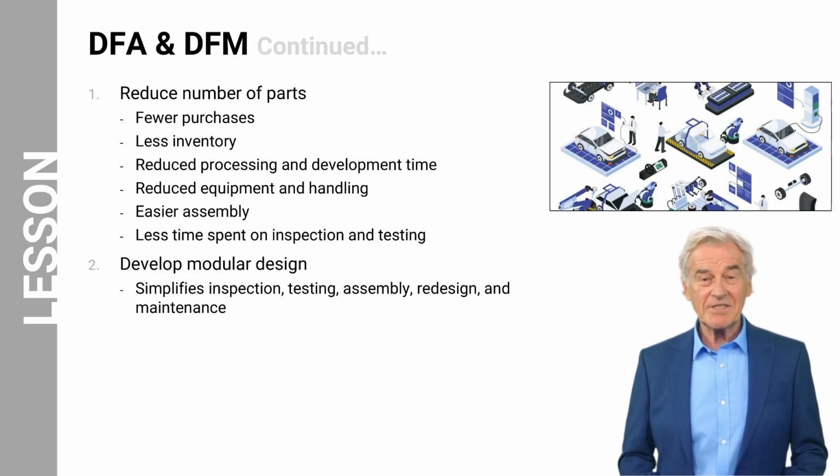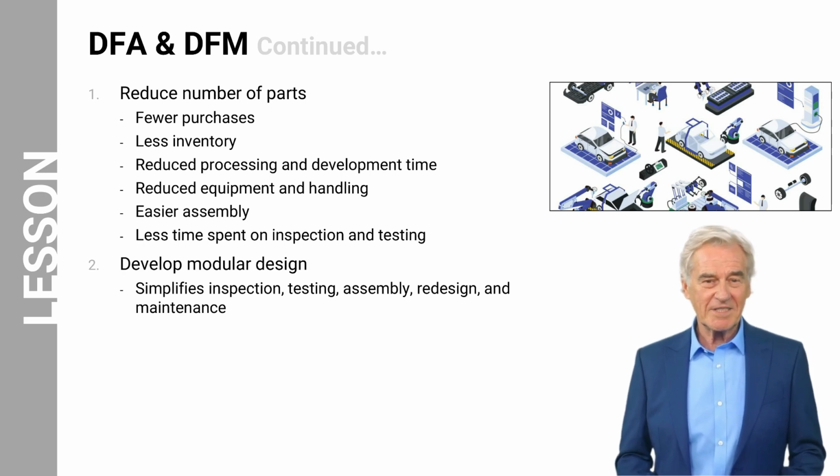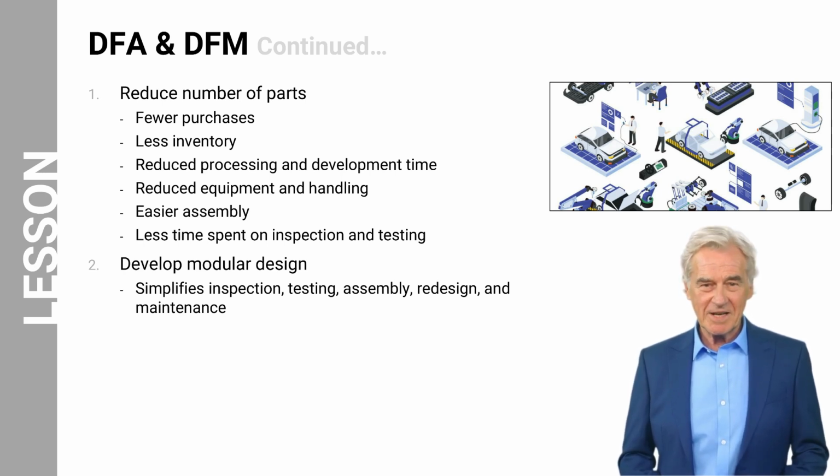Reduce the number of parts. By reducing the number of parts in the manufacture or assembly of a product, the company will make fewer purchases, have less inventory, reduce processing and development time, reduce equipment, reduce handling, make assembly easier, and spend less time on inspection and testing. Develop a modular design. Using modules in the design of a product simplifies such manufacturing activities as inspection, testing, assembly, redesign, and maintenance.